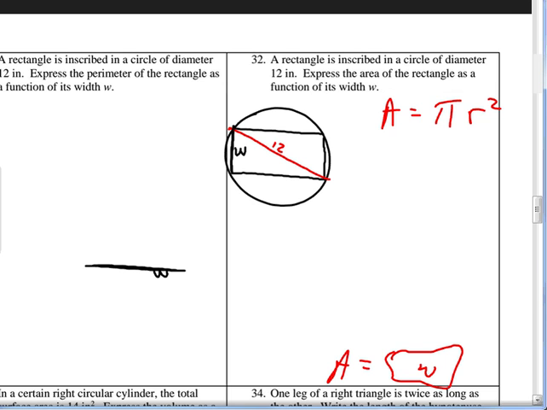Now, again, it's as simple as I got to replace my R with something. But if I just replace my R with a number like 6, I will have found the area of my circle, and that's not what they wanted. They wanted the area as a function of W. So I can't just stick a W in here unless the radius was equal to W. So to figure out what to put in here, I need some other equation that will relate R and W together.